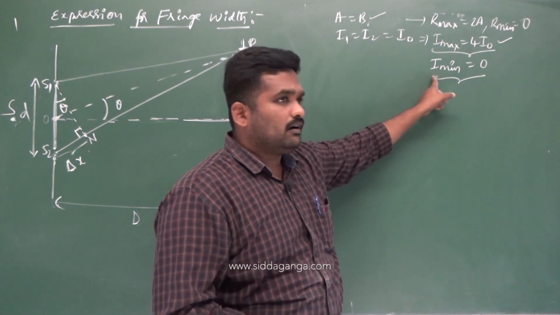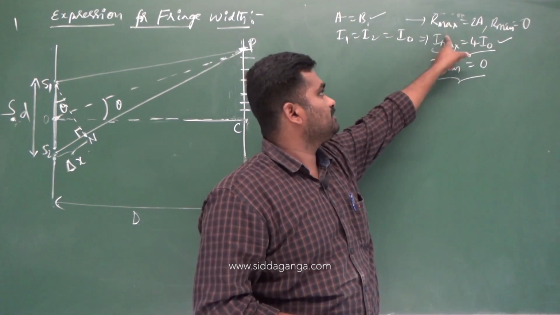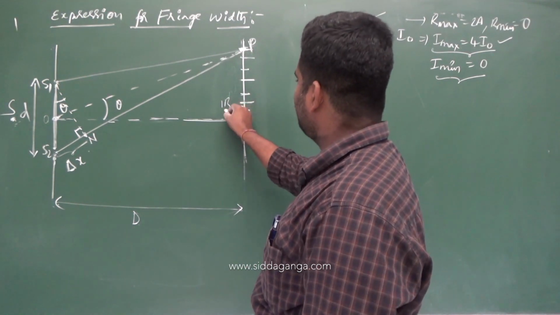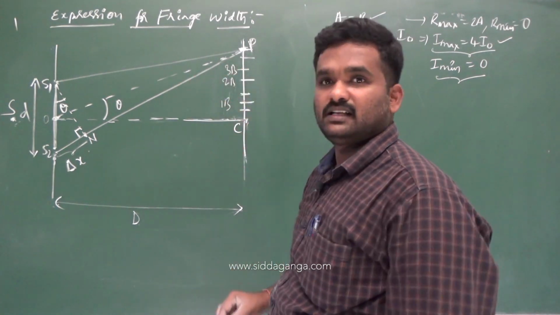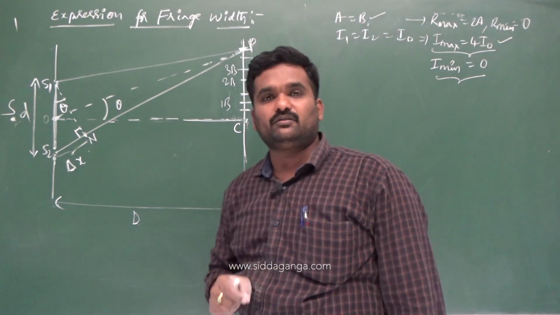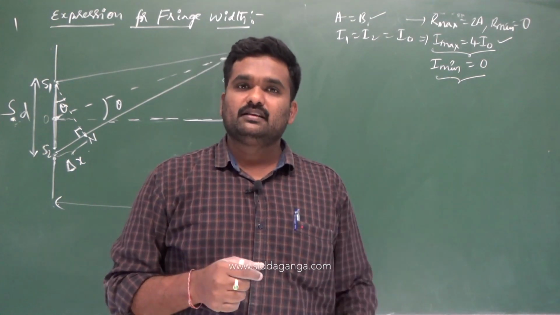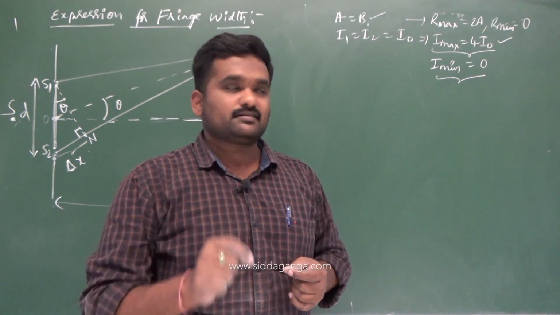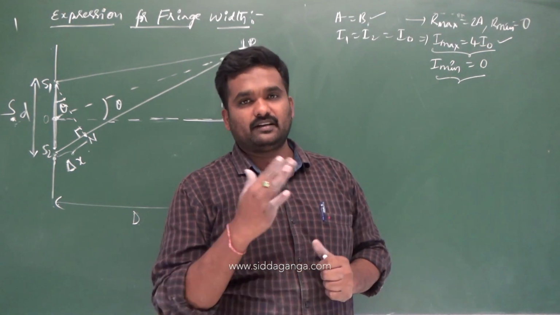At all the points on the dark fringes, what is the intensity? 0. At bright fringe, 4I0. All bright fringes, whether it is first bright, second bright, third bright, and so on, and first dark, second dark, third dark, and so on. Irrespective of which bright or dark it is, at all the points on any bright fringe, all the intensities are equal. How much? 4I0. This is a major conclusion we make from interference phenomena.